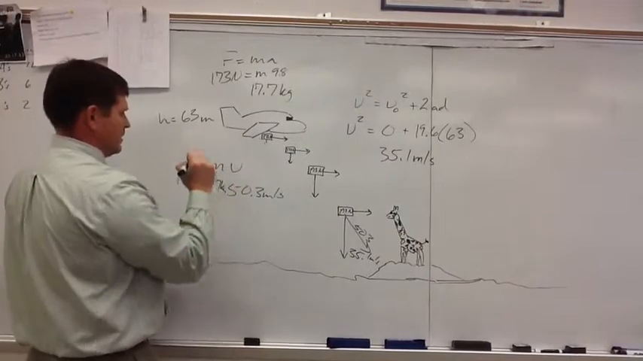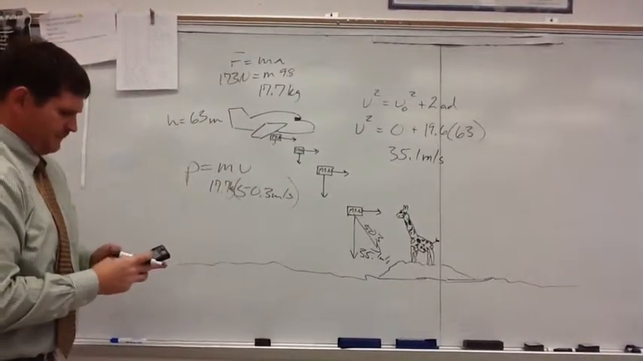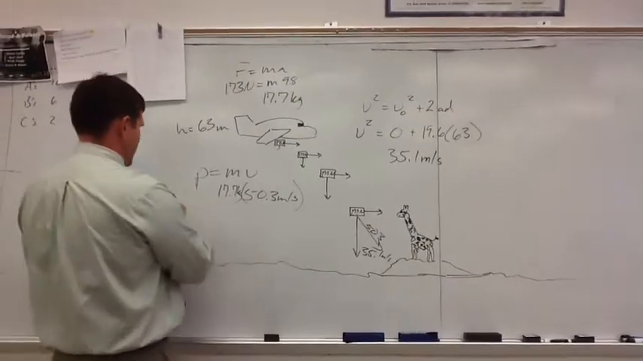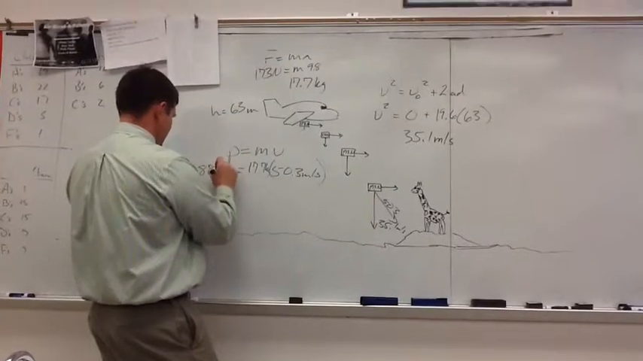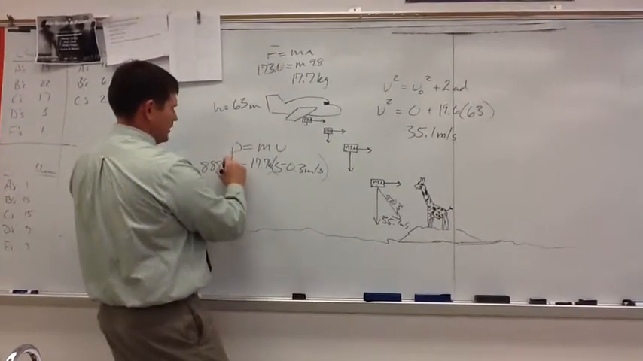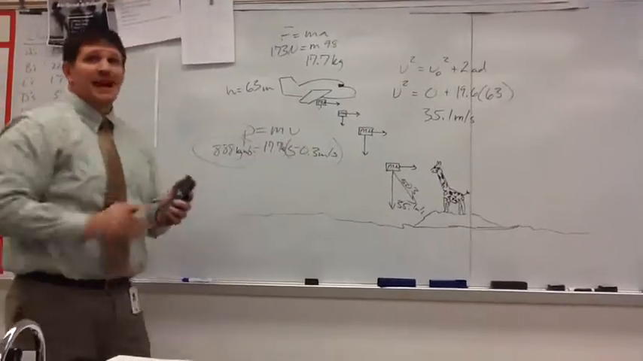We can plug that into our mass right here. 17.7 kilograms times our velocity of 50.3, and we get a momentum of 888 kilogram meters per second. Okay, that's our momentum.